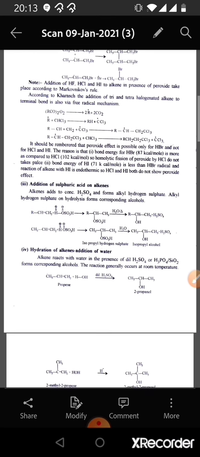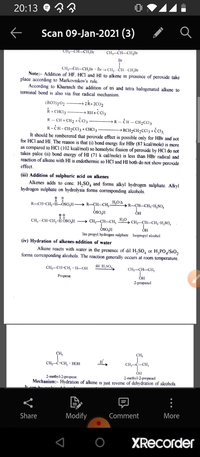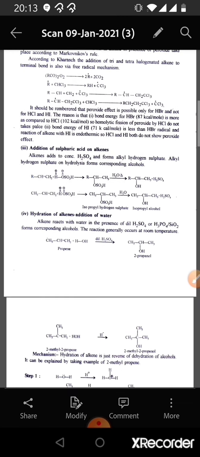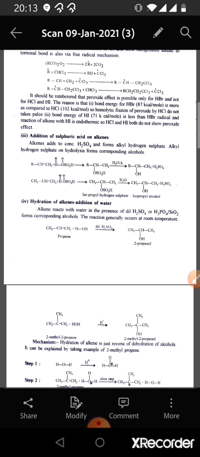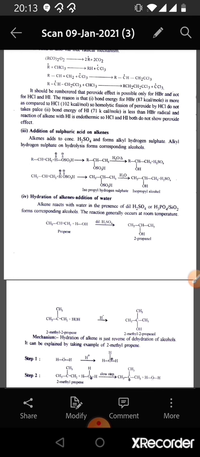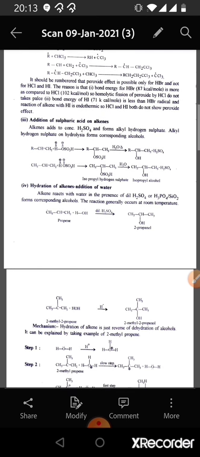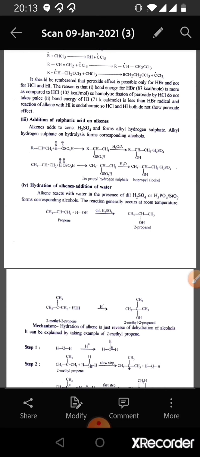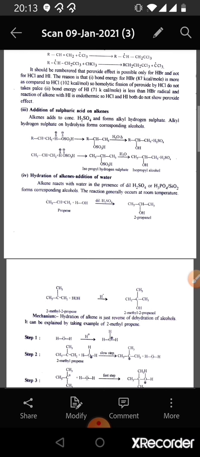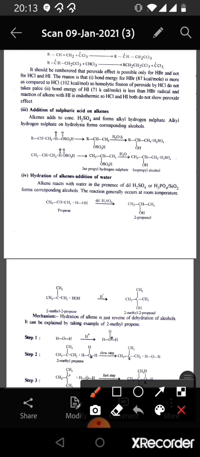Then the next reaction we take is addition of sulfuric acid on alkenes. Alkenes add to concentrated H2SO4 and form alkyl hydrogen sulfate. Alkyl hydrogen sulfate on hydrolysis forms corresponding alcohols. So here we see that alkene reacts with sulfuric acid and forms an adduct, and this adduct on undergoing hydrolysis forms alcohols and sulfuric acid is regenerated.